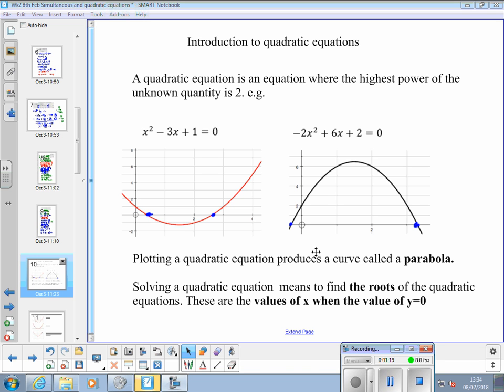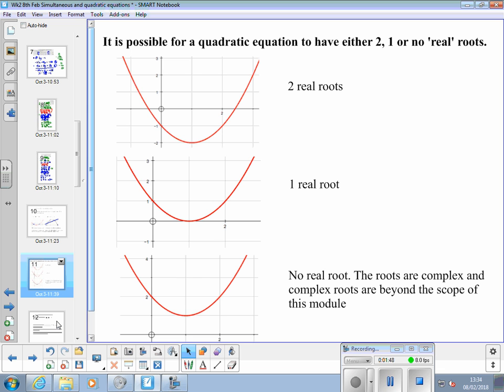There are other situations where you might have a quadratic and a linear, and you want to find the points where they cross. So we'll probably be having a look at that as well. But essentially, for a quadratic equation, finding the roots means finding what value x is when y is equal to 0.